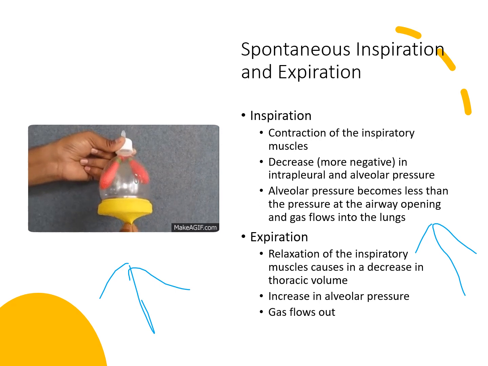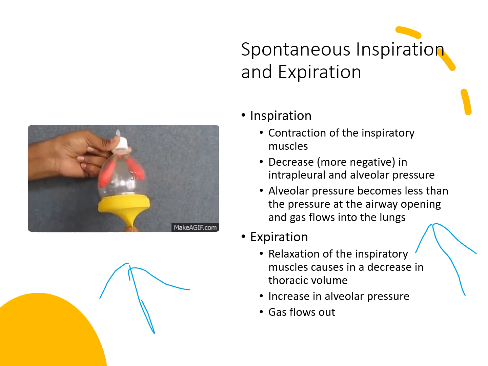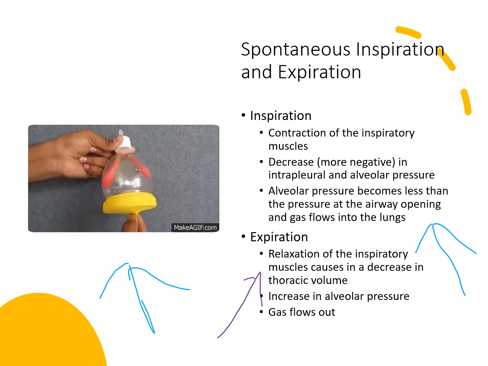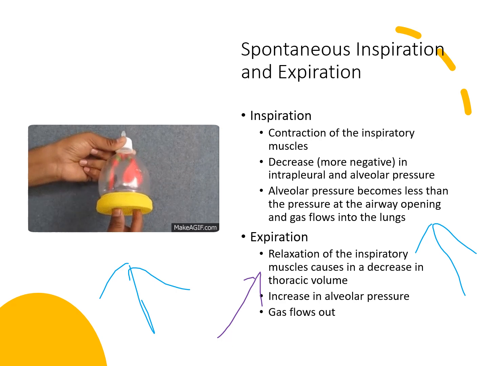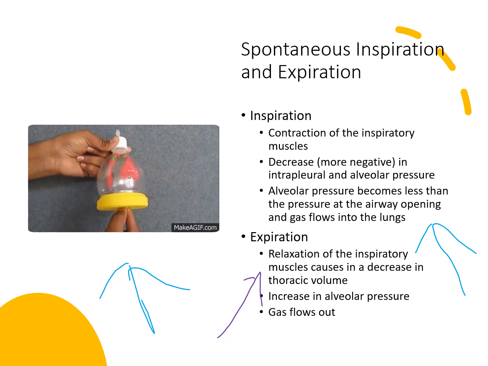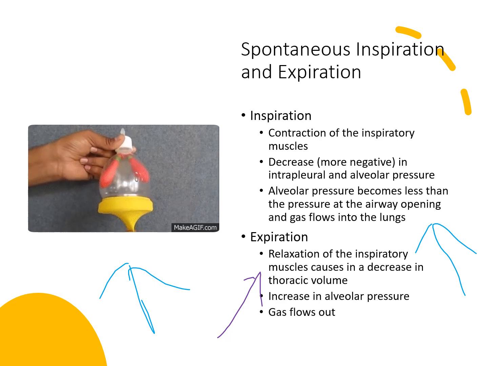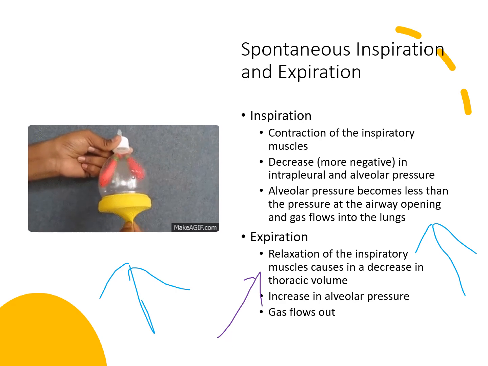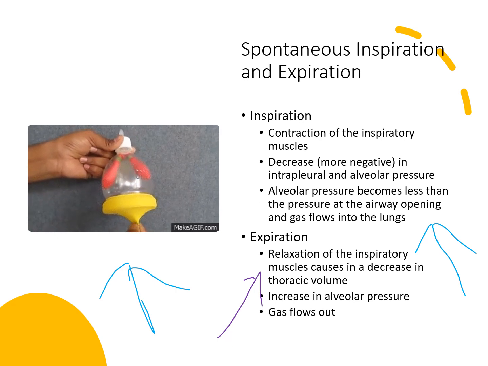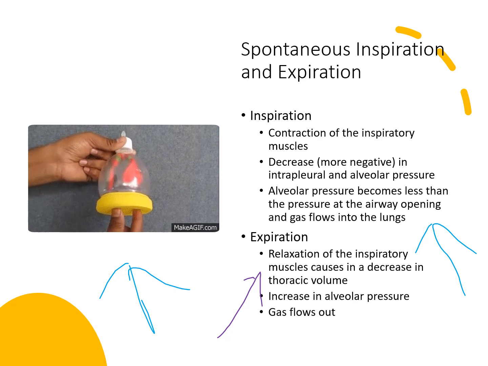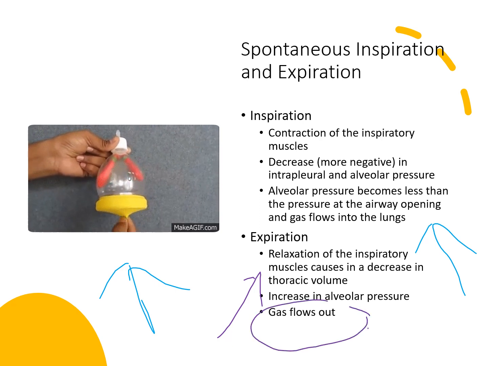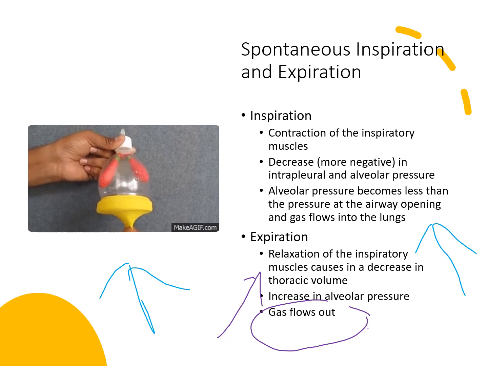And then when we exhale, we're going to have this relaxation. We're going to relax our inspiratory muscles, and that will cause a decrease in our thoracic volume. Well, of course, Boyle's law. As the volume of our lungs decreases, as the volume of the container decreases, the pressure inside of a container increases. So therefore, my alveolar pressure will increase, and it will be above atmospheric pressure, and then I'll exhale. Gas will come out because it always goes from a gradient of high pressure to low pressure.